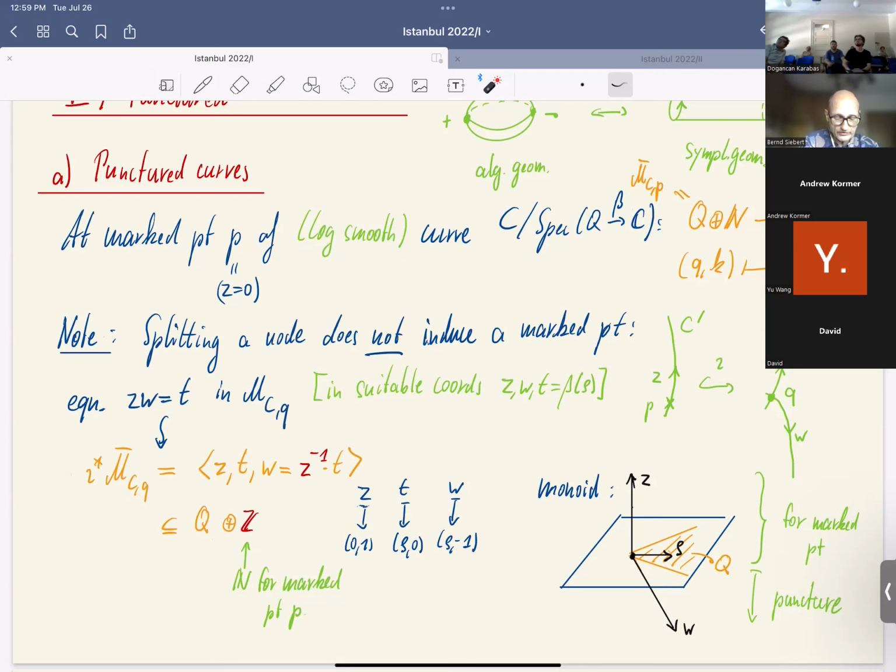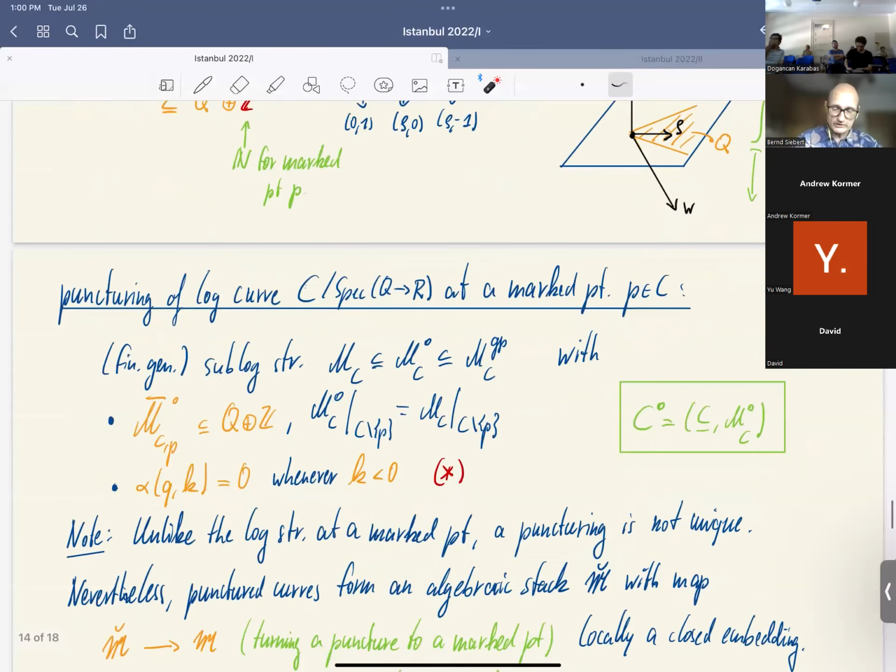So that thing is a submonoid of Q direct sum Z rather than Q direct sum N. It might be worthwhile to look at the monoid picture that you get, right? So Q direct sum N, if this is Q, you draw this in the plane, and then you have this additional factor Z in the other direction. Then the marked point would just live in this upper half space, while the W goes down here. And everything below this plane would have a negative exponent of Z, so that will be punctures.